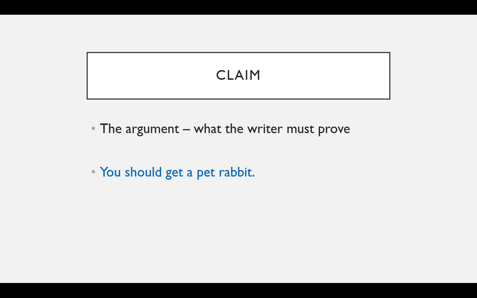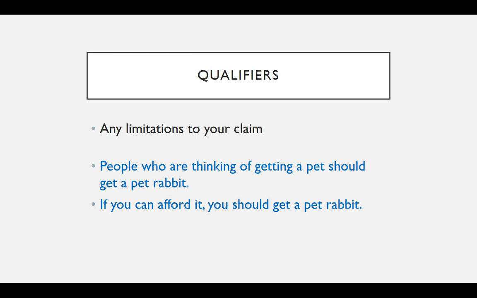The claim is just the argument that you're making, what the writer needs to prove. You should get a pet rabbit. This is what the author is arguing in this case. Now, you might have qualifiers, which are some kind of limitation you put on your claim. Maybe the group of people that should do it, or maybe the situation in which it should be done. So people who are thinking of getting a pet should get the pet rabbit, or if you could afford it, you should get a pet rabbit.